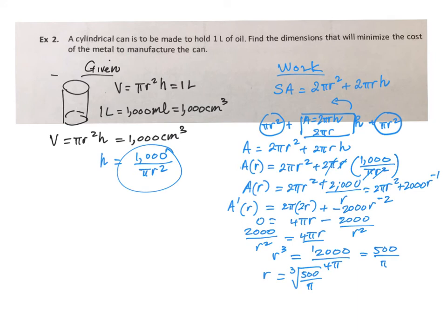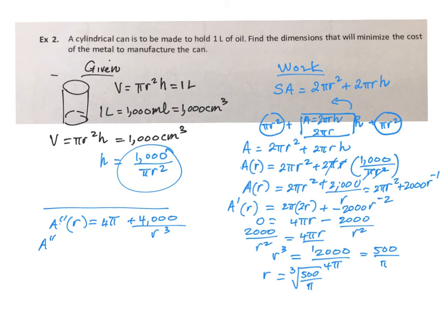Now we take the second derivative, A double prime, to find out whether our critical point is a max or min. So we take A double prime, and we get the derivative of 4 pi r, which is 4 pi, and the derivative of negative 2,000 r to the negative 2 is going to be positive 2 times 2,000 r to the negative 3. So let's write it here. We're going to get 4 pi plus 4,000 over r to the third.